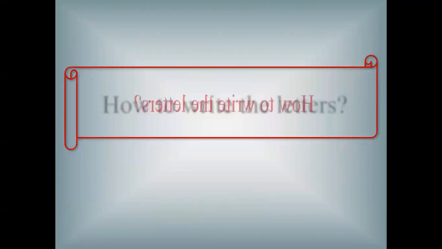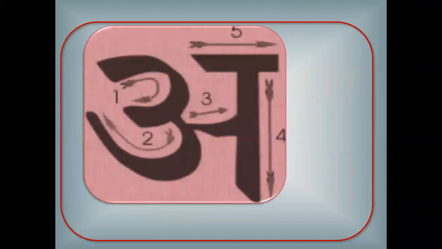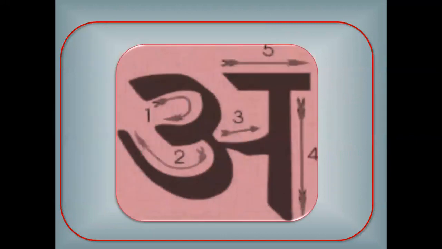Now, how to write these letters? First, let us see the vowels. Let us see how to write the letter A. It's very simple. In the Devanagari script, almost all the letters have a vertical stroke and a stroke at the top. That is the T-shaped stroke. Almost all the letters will have it, except a few letters. A few letters don't have this T-shaped stroke, the vertical stroke and one at the top.